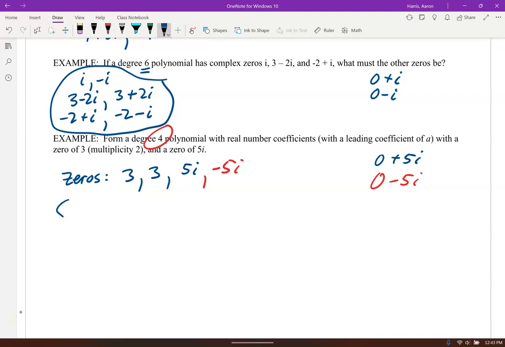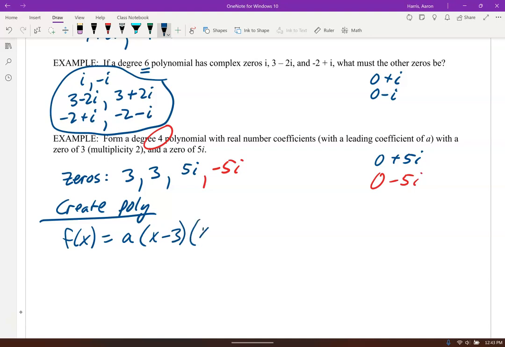So let's go ahead and create the polynomial from the zeros. We don't know the leading coefficient on this, so we're just going to call it a. But we know 3 is a 0, so x minus 3 is a factor. We know it's with multiplicity 2, so there's 2 of those 3's, so x minus 3 is the next factor. And then the next one is the 5i, so x minus 5i, and then negative 5i, x minus the negative 5i.